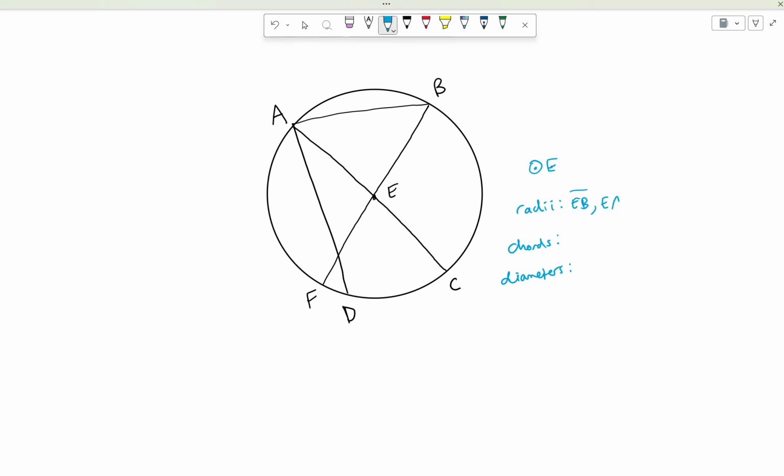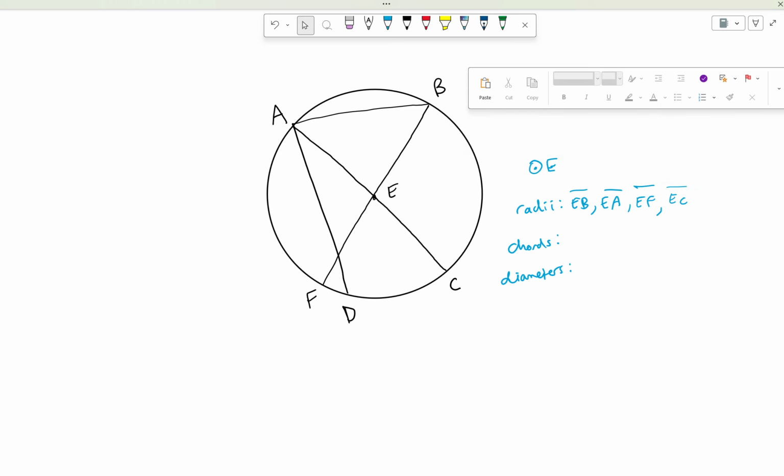E would go to A. E would go to F. That's drawn, and also E goes to C. Now I could draw one between E and D, but it hasn't been drawn here. So it's like naming something that's unnamed. It's kind of something we could make, but we don't need to.